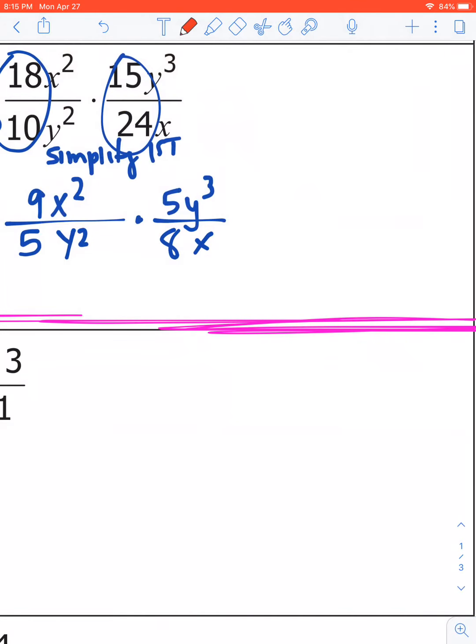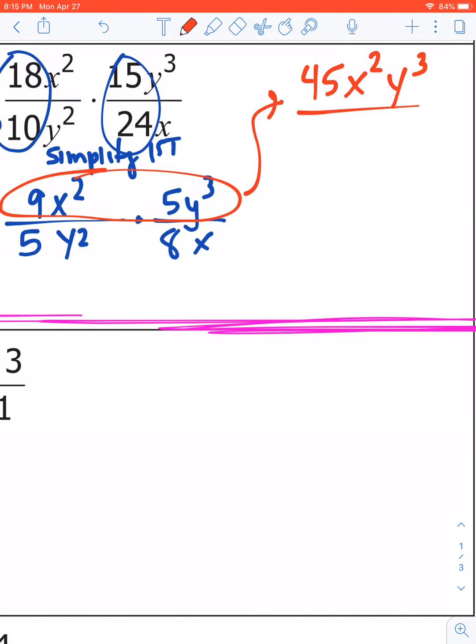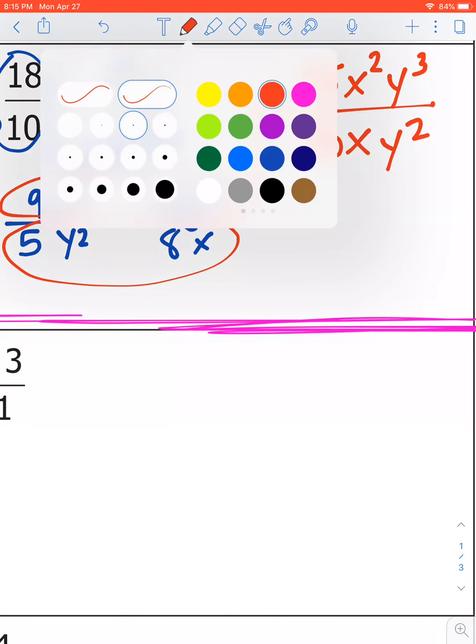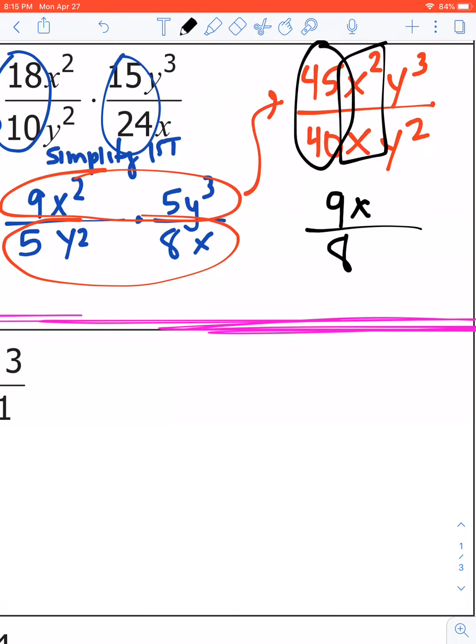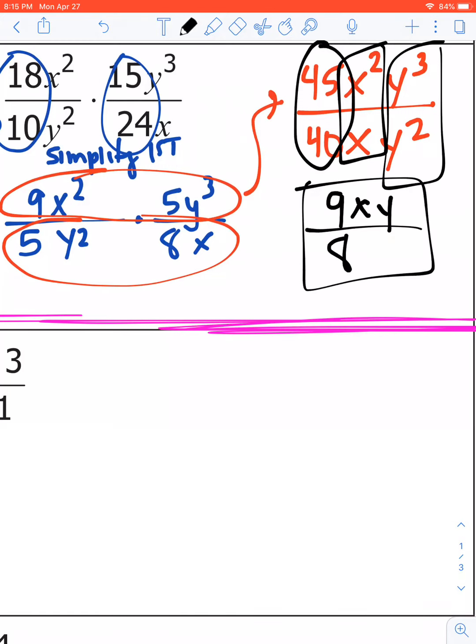So again, I'm going to multiply the tops across, and that is going to give me 45x squared y to the third. I'm going to multiply the denominators together. 5 times 8 is 40, x y squared. And now this becomes a problem like we did in the previous topic. 45 over 40, both of those are divisible by 5, or you can use a calculator, and I get 9 over 8. I have 2 x's on top, 1 x on bottom. That yields an x on top. And I have 3 y's on top, 2 y's on bottom. So 9xy over 8 is a final answer.